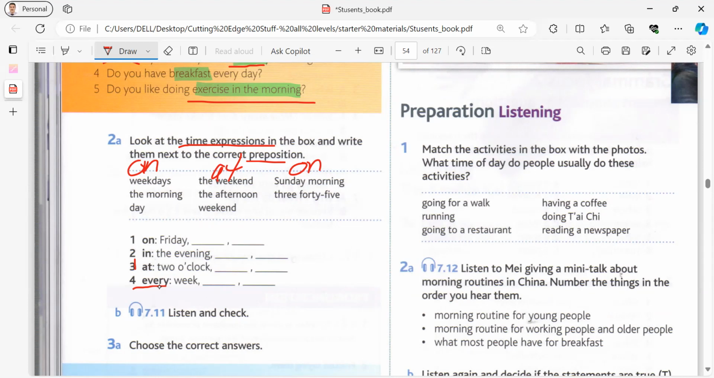The morning. In the morning. The afternoon. In the afternoon. 3:45, at 3:45. Day, every day. Weekend, every weekend. You can say I go to the beach every weekend. I go out with my friends every Friday. Every weekend.